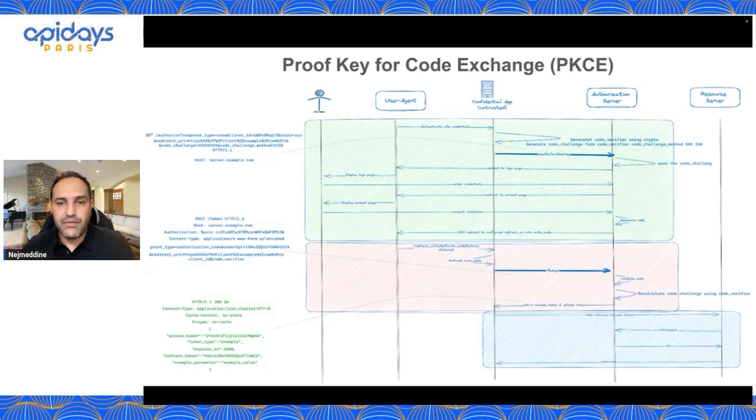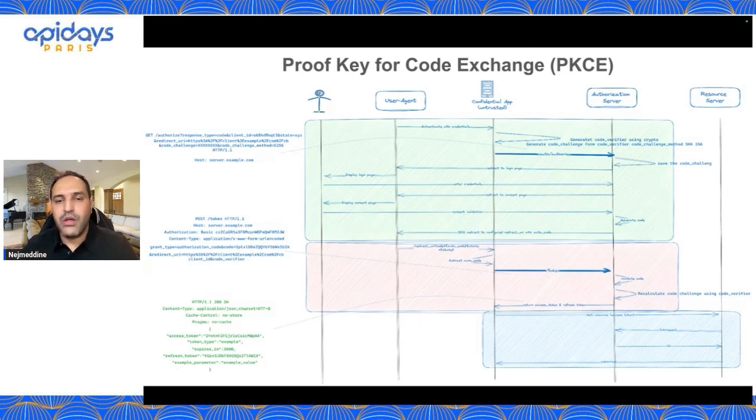So after that, we will make a call to the authorization server, sending the code challenge and the method used. The authorization server will save the code challenge and will continue the flow as explained before, with the same steps as an authorization code flow, meaning we will ask the consumer to authenticate itself.